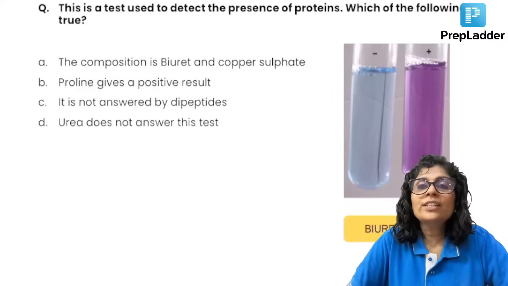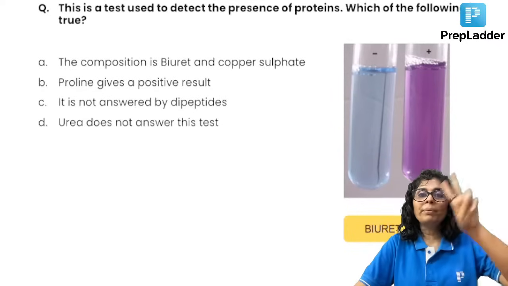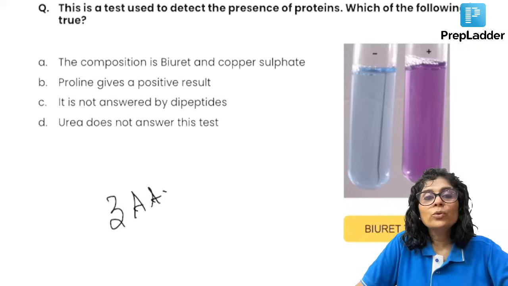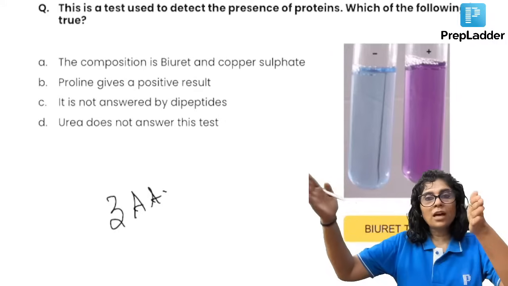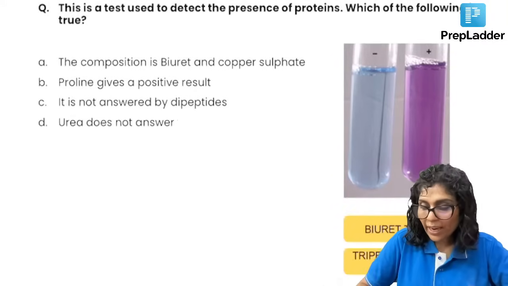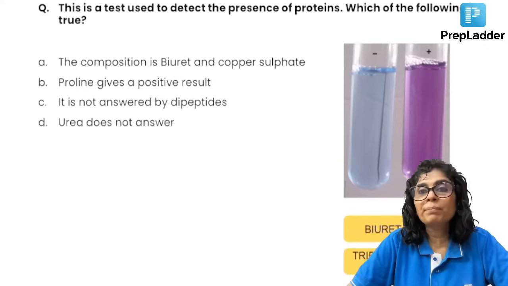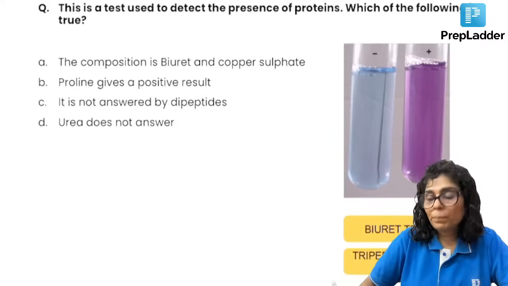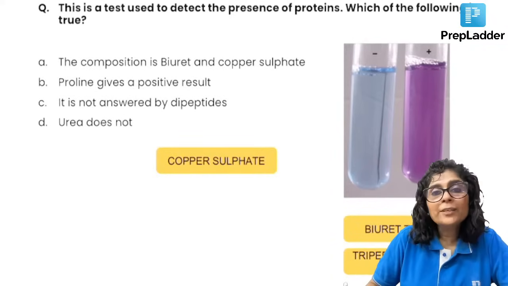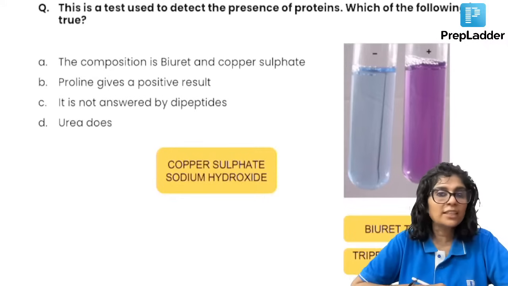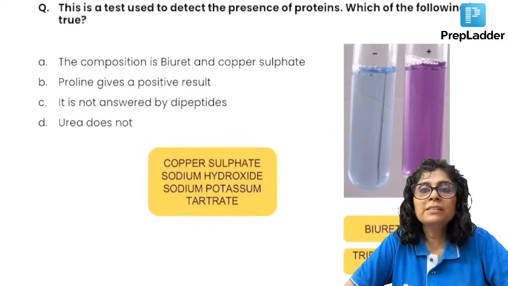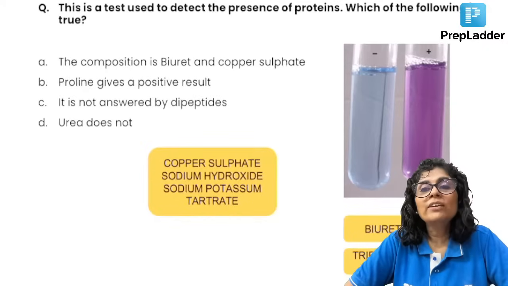So it is used to detect any protein which has got 2 or more peptide linkages, meaning it should have 3 or more amino acids. So the Biuret test is answered by tripeptides and above. Tripeptide meaning it should have 3 amino acids with 2 peptide linkages. Any such compound can react with copper sulfate in strong alkaline medium. The alkaline medium has to be provided by sodium hydroxide in the presence of sodium potassium tartrate to give a purple color.